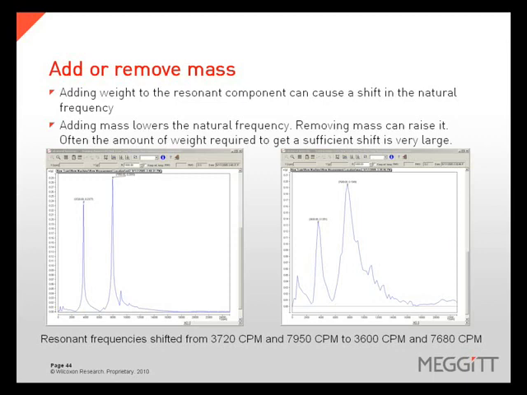In the example on the left, our resonant frequencies are 3720 CPM and 7950 CPM. By adding mass to the system, these frequencies shift to 3600 CPM and 7680 CPM, as illustrated in the example on the right.